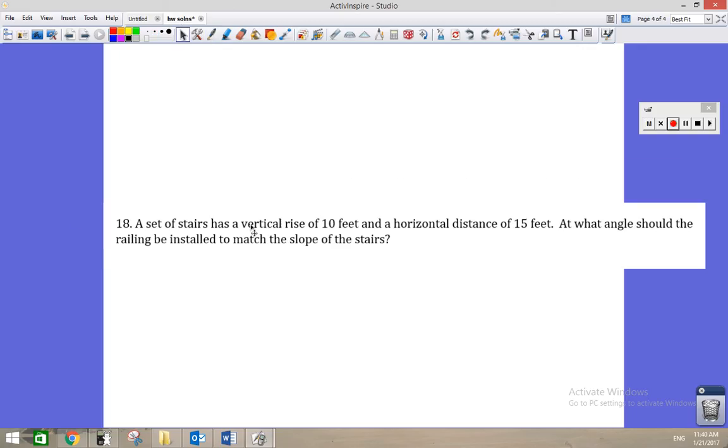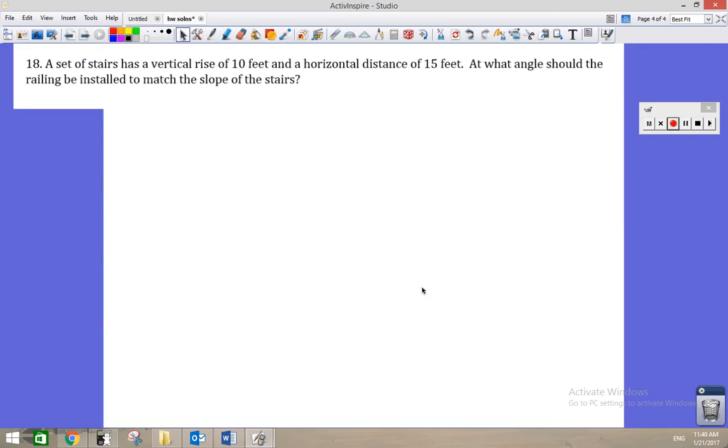Let's take a look at this one. We have a set of stairs that has a vertical rise of 10 feet and a horizontal distance of 15 feet. At what angle should the railing be installed to match the slope of the stairs? All right, so let's draw a picture. So here is my ground or floor.